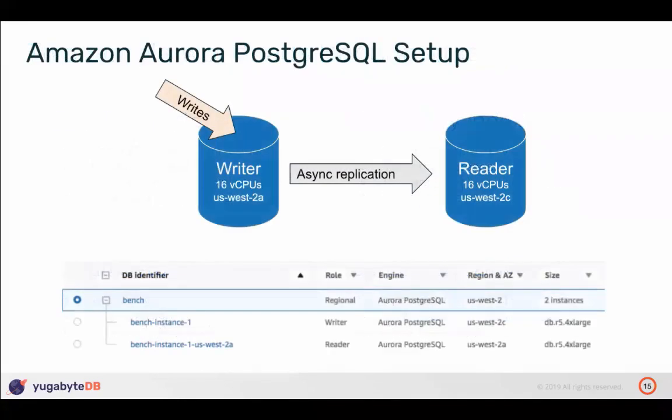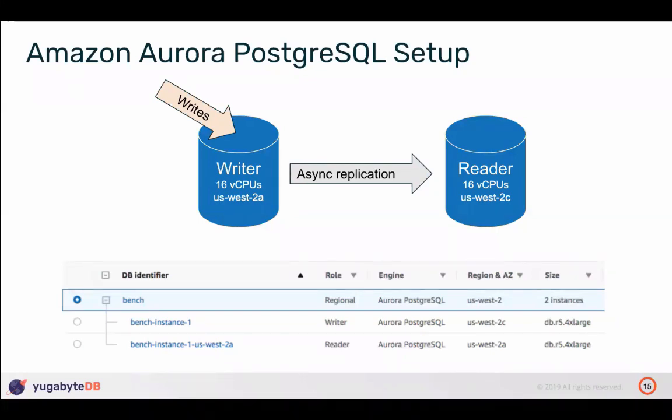All right, so let's look at the Aurora PostgreSQL setup first. Aurora, obviously, does not have multiple writers, so you cannot have a synchronous replica across zones. Even though this says async replication, at the disk level it is synchronously replicated, and the failover is async, so it's a little different compared to how Google Spanner works. But nevertheless, the writes hit the writer node. The writer node is in the US West 2A zone, and it has 16 vCPUs.